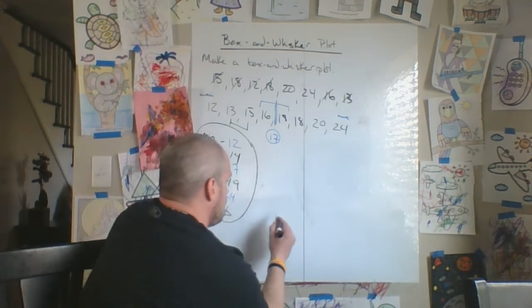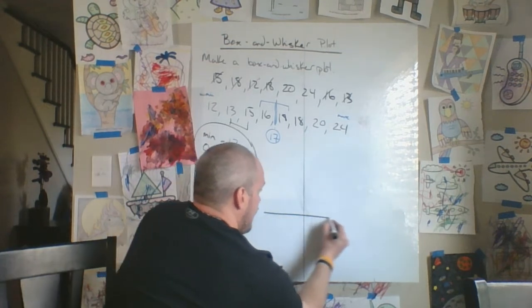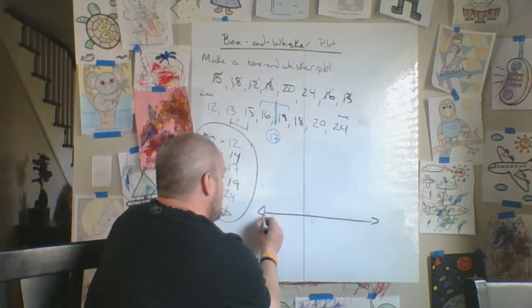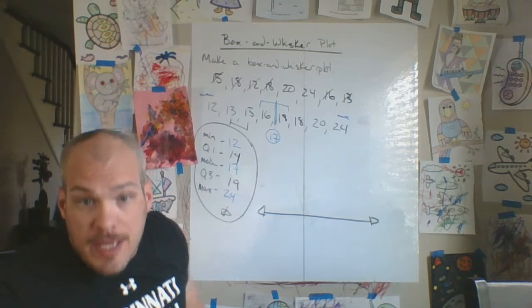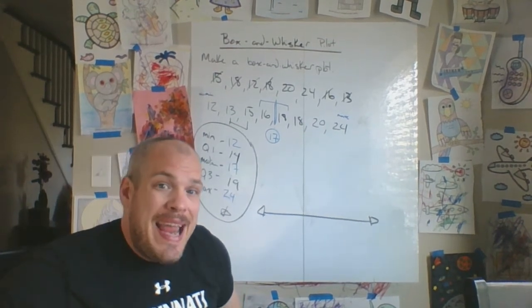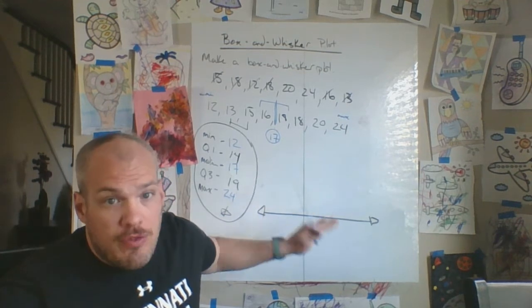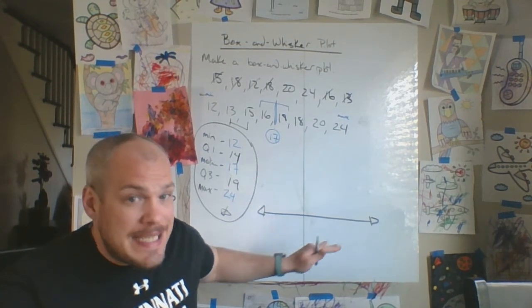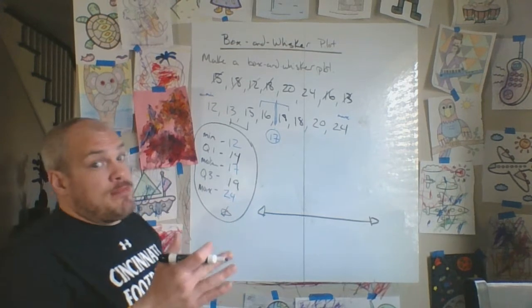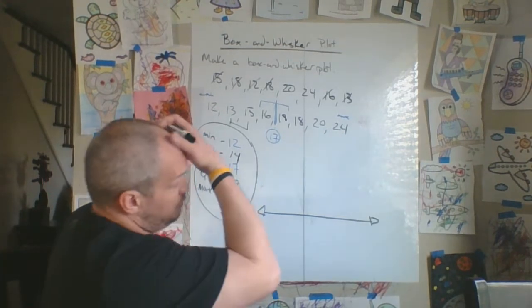Now, when we create a box and whisker plot, we actually create it on a number line. Now, you guys, hopefully, when you create these by hand, do a much better job. Use a ruler for your number line. Make sure the intervals are consistent. But mine's not going to be here. Okay, I'm limited on resources.